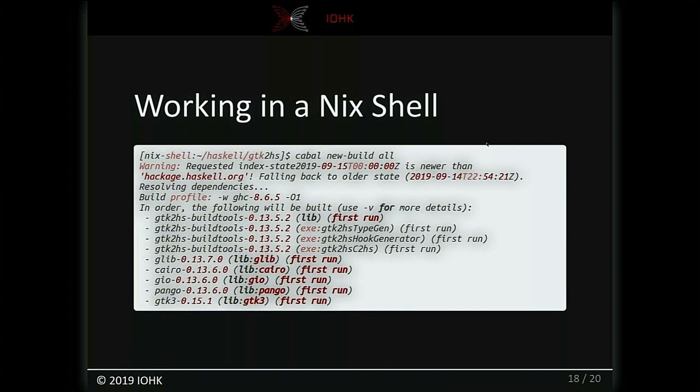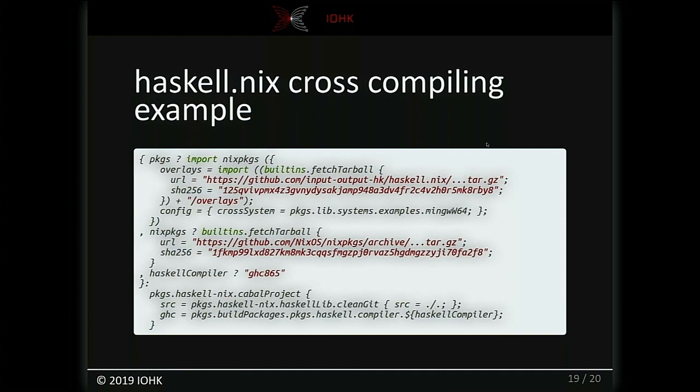So working in the Nix shell, when you run cabal new build or cabal new REPL inside the shell, it only needs to build the packages that are already included in the project itself. So requested index state, package, falling back to older state, resolving dependencies, in order the following will be built. There's a list of all your build tools, and that's pretty much it with it.